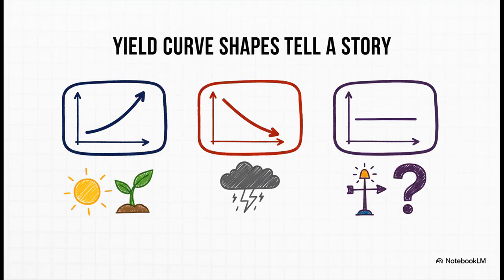And this is the absolute key. The shape of that line, that curve, is not random at all. Whether it's sloping up, sloping down, or just dead flat, it's a powerful, immediate visual clue about what the market is thinking. It's a forecast in picture form.